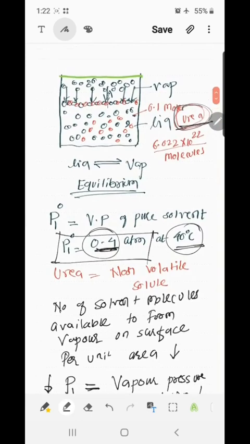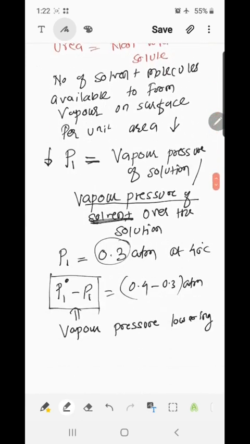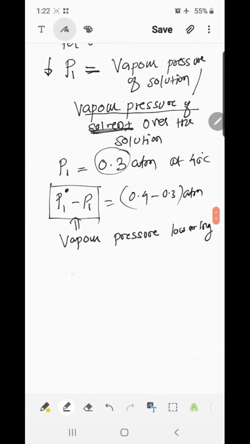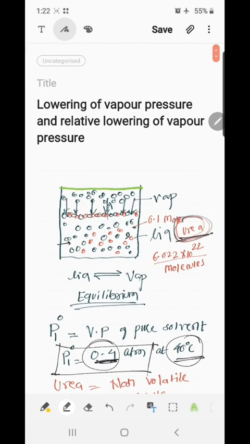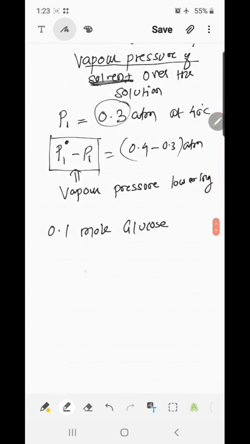Okay, so class, instead of urea, if we have added 0.1 mole glucose in solvent, say for example we had taken solvent, so solvent was water here. Suppose we had taken water and to that water we add 0.1 mole glucose instead of 0.1 mole urea. Plus in first case, suppose when we added urea, the mass of water taken was 1 kg. So we again take 1 kg of pure water or 1 kg of pure solvent.